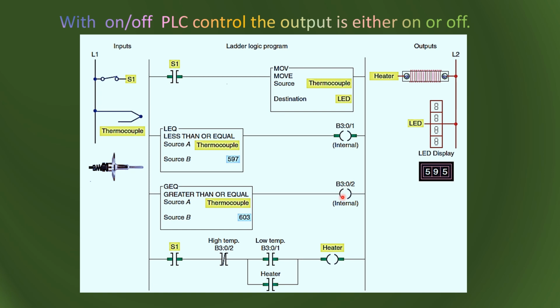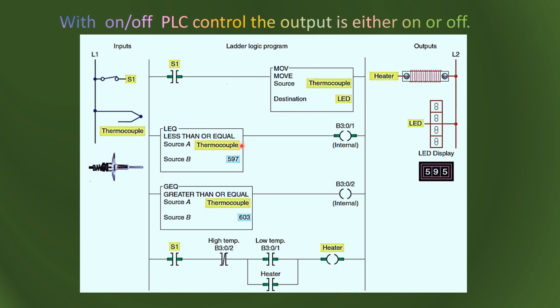Here we are using the normally closed contact of the high temperature from here. So this means that whenever this relay is off, this is normally closed, and if S1 is closed, this means the heater will be on. So the heater relay is connected over here, so that once it becomes on, it remains on. As soon as the temperature becomes higher than this temperature, internal relay B3:0/2 will become on. Whenever this becomes on, this contact will become off and the rung will be false, so the heater will become off.